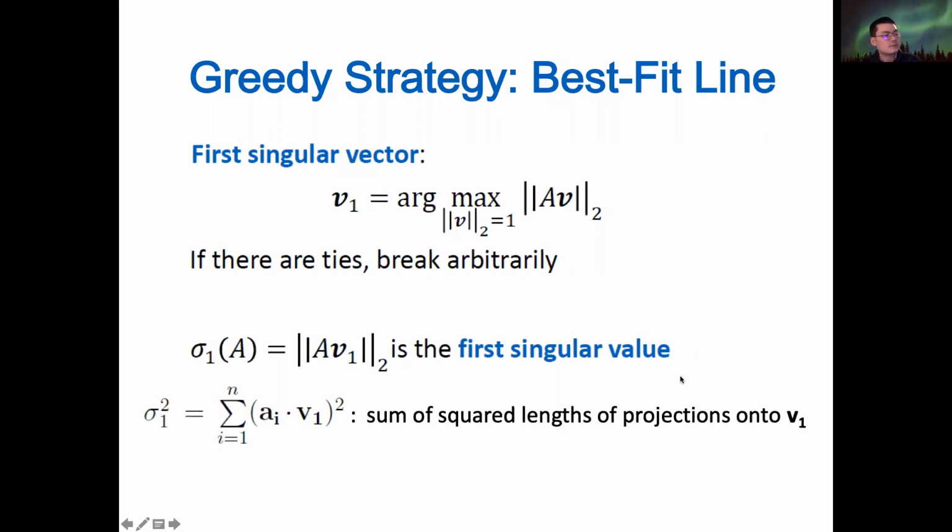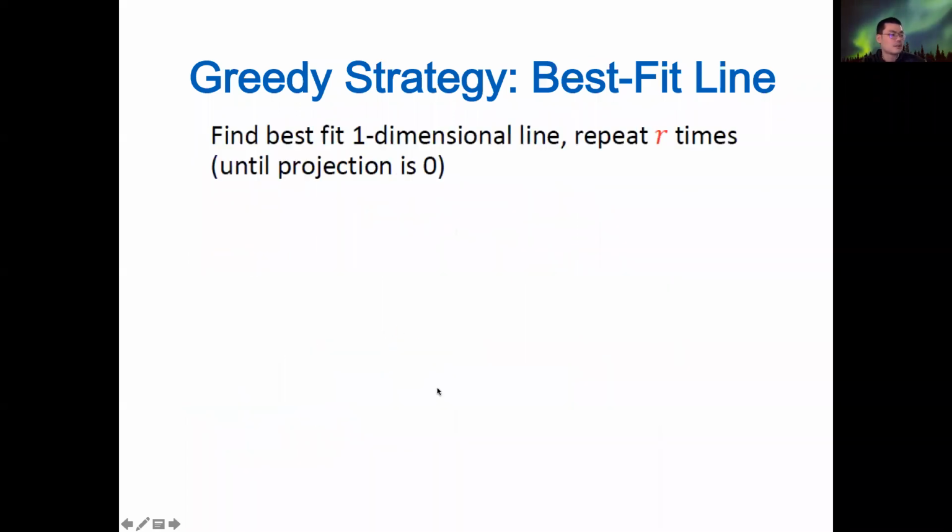Here, sigma 1 squared is this thing squared, and you can show that this is what we just described. In this direction, you have a projections and their squares summed. This thing is the square root of this. Only this sigma 1, the first singular value squared, is this thing, the L2 norm squared. So this finds the best fit one-dimensional line.